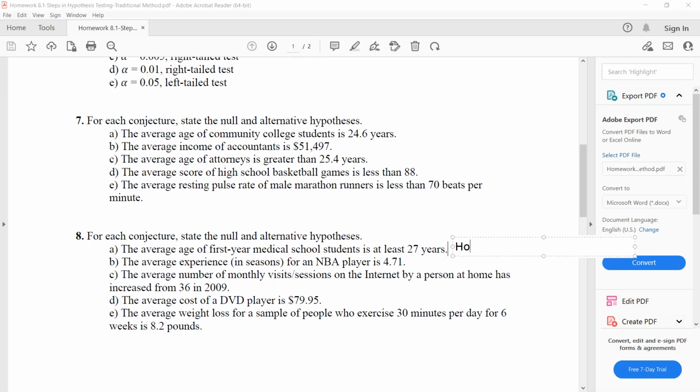Okay. H0 is mu is greater than or equal to 27. Because it has an equal sign, it includes 27. It goes under H0, okay? Mu is greater than or equal to 27. My H1 is going to go the opposite direction. So H1 is going to be mu is less than 27. I don't need an equal to in my H1 ever. This is 8A right here. H0: mu greater than or equal to 27. H1: mu less than 27.